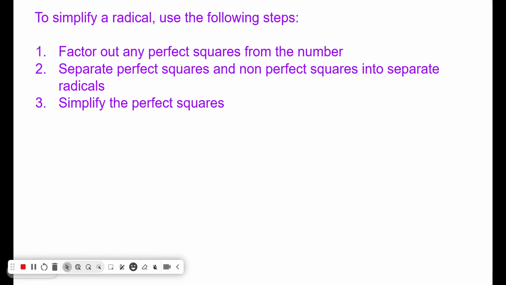So to simplify a radical, use the following steps. This is something you should probably have in your notebook somewhere. Factor out any perfect squares from the number. We just did it with 16. We saw 32, we knew we could get 16 out of that, and 16 is a perfect square; the square root of 16 is 4. Then separate perfect squares and non-perfect squares into separate radicals, and simplify those perfect squares. If you want to have it written down in some way, this is definitely a great order to have.